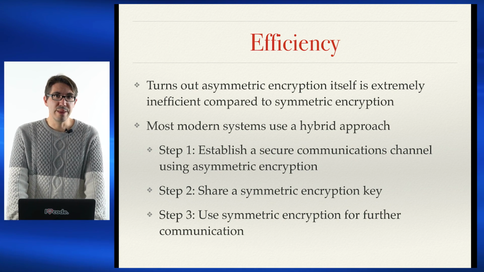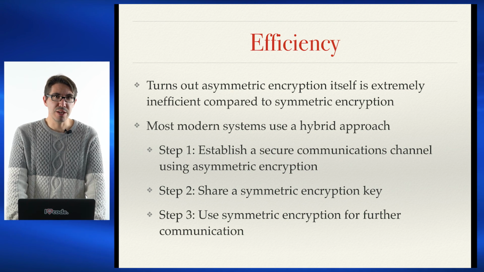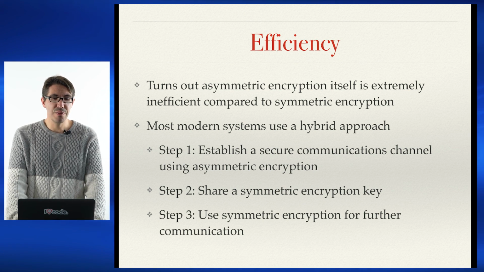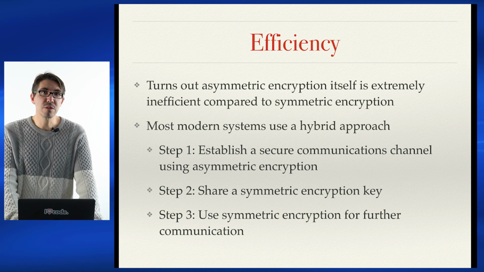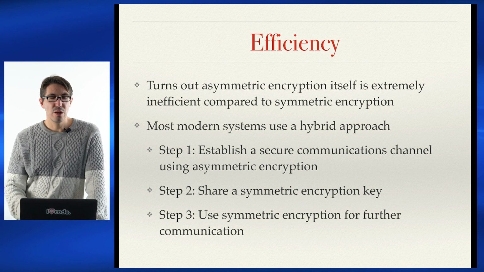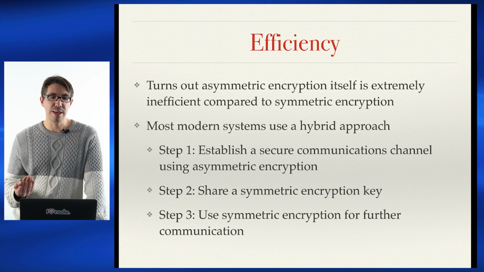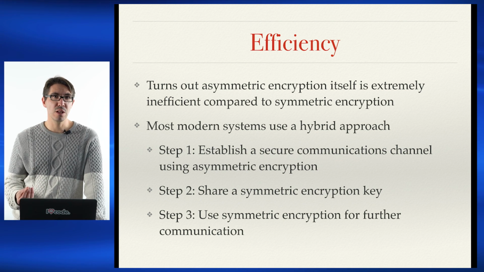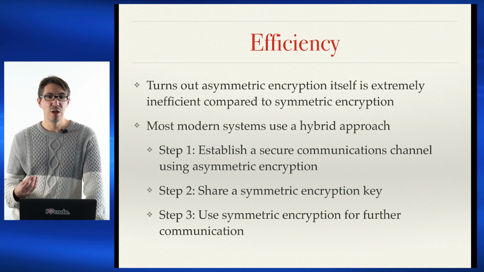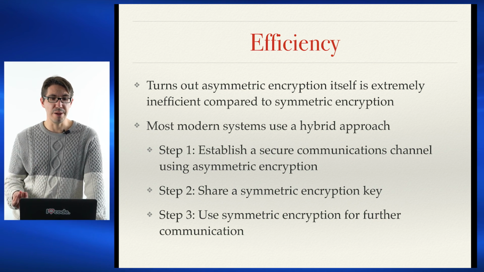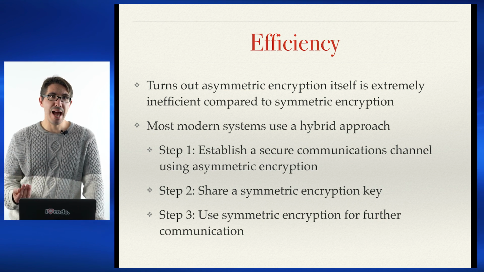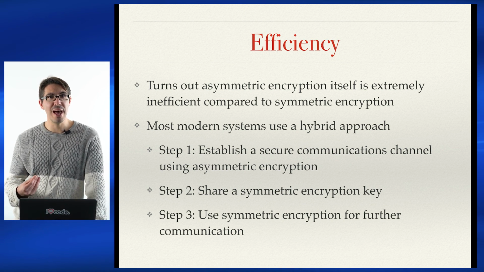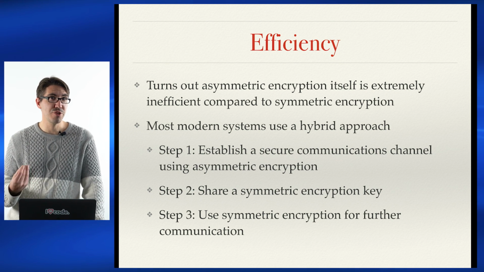One problem with asymmetric key information exchange, it turns out that it's actually rather inefficient. It's relatively slow. So what you'll see with most modern systems is that if there are two entities that wish to communicate, they will first establish a secure communications channel using asymmetric encryption, which is slow but does allow us to exchange information over a public network in a secure way. Once communication has been established, then they can use that to share a symmetric encryption key. So that is the private secure channel that they've generated.